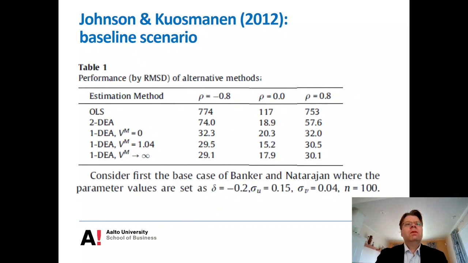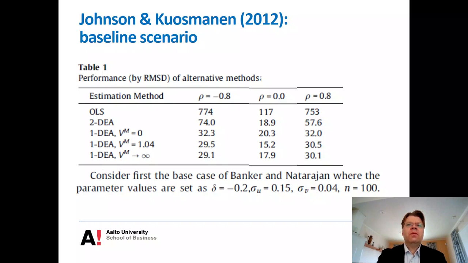So how does our one-stage DEA formulation perform compared to the two-stage DEA? As I mentioned, we replicated the simulations by Banker and Natarajan. So we have done exactly the same kind of data generating process. For example, we assume that this delta coefficient underlying this data is minus 0.2, and we have the inefficiency term and noise term, and we had 100 observations. And in this table, we consider the root mean squared deviation, abbreviated as RMSD, of these alternative methods.